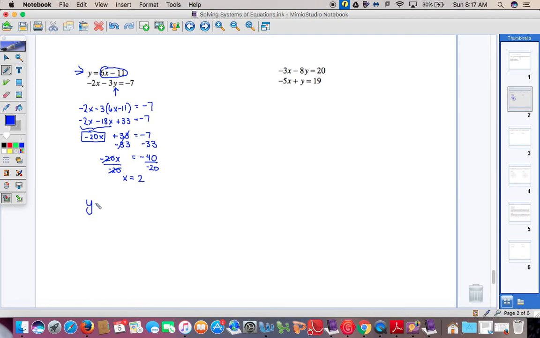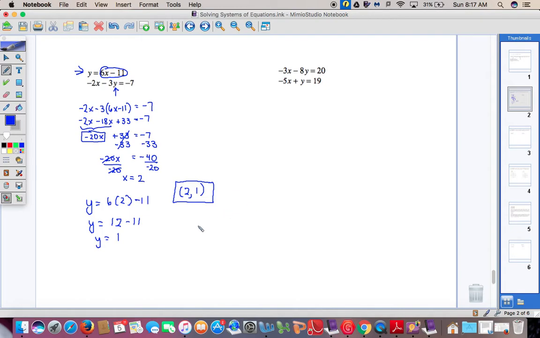So I have y equals 6 times 2 minus 11. What is 6 times 2? Well, 12 minus 11, so y equals 1. If x equals 2 and y equals 1, my ordered pair is (2, 1). This is my solution to the system of equations. This is the one point that makes both equations true.